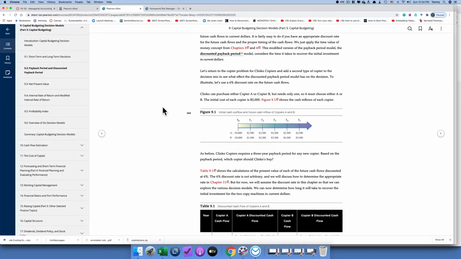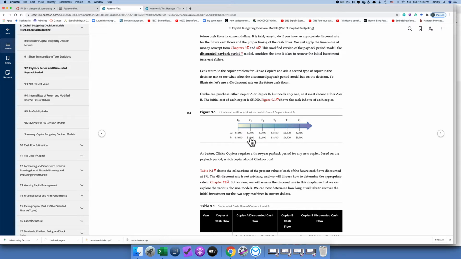So this setup is that we've got a copier company, and they have a choice between two $5,000 machines, and they can only buy one of them. And so how do they make a choice between these two machines? And here are the cash flows associated with each of the machines, right? So in both cases, we have a $5,000 initial investment, and copier A has consistent cash flows over the 5-year time horizon of $2,500 incremental cash flow every year.